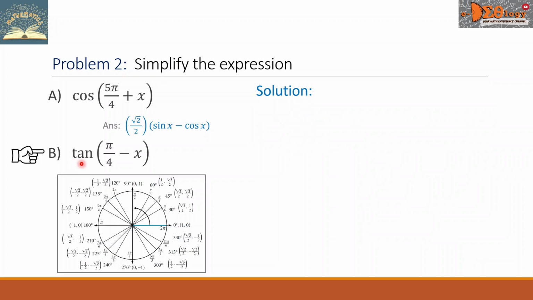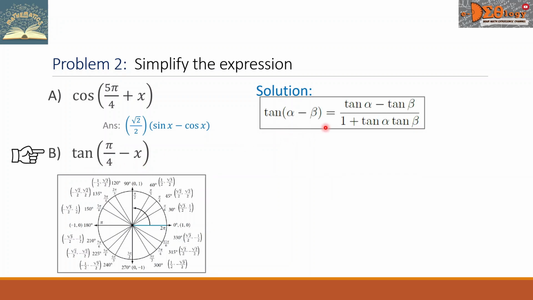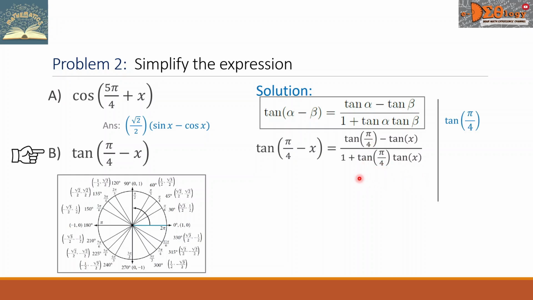Letter B. The tangent of the angles pi over 4 minus x. With the difference of the tangent, this is our formula. And this expression becomes tangent of pi over 4 minus tangent x all over 1 plus tangent of pi over 4 times tangent x. We need the tangent of pi over 4.